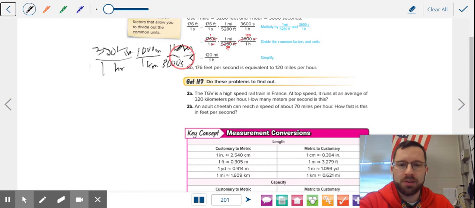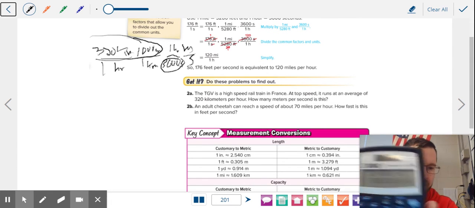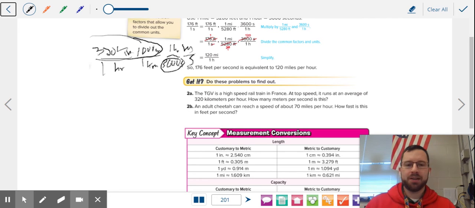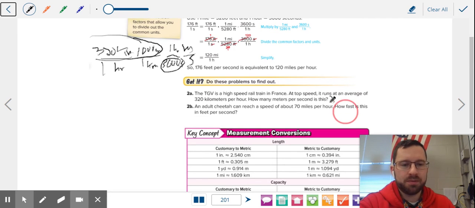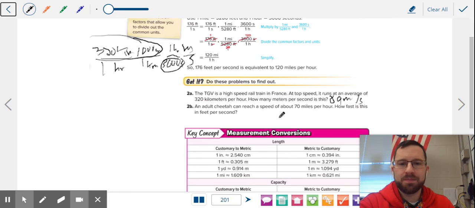Now notice, there's 2 numbers on top that I'm going to multiply, and 1 number on bottom. So I'm going to do 320 times 1,000 divided by 3,600. Boom. And I get my answer of 88.8 repeating. So let's just round it to 89 meters per second. It's good enough. It doesn't say to round unless it's set up here. It doesn't, so we're just going to round it to the whole number.